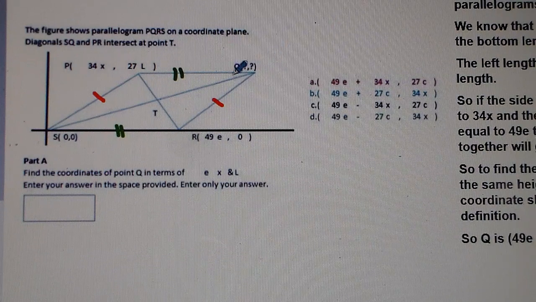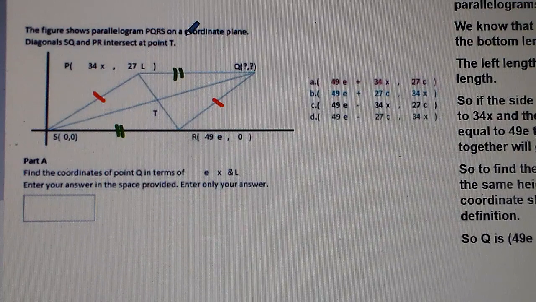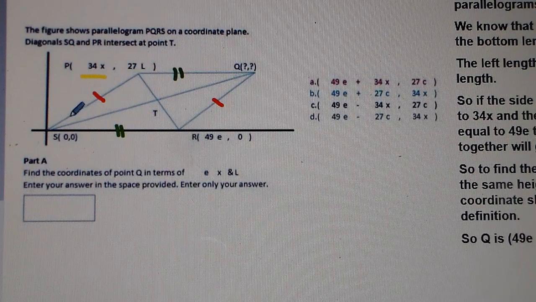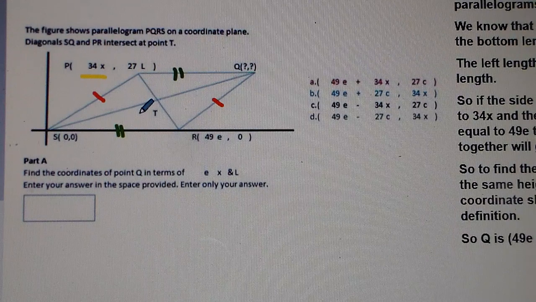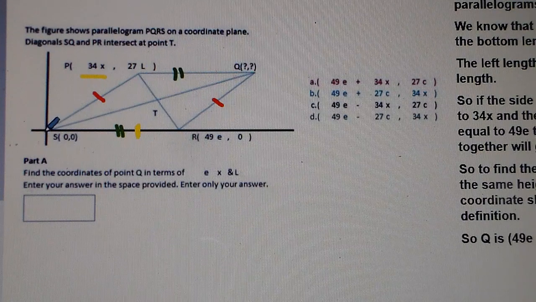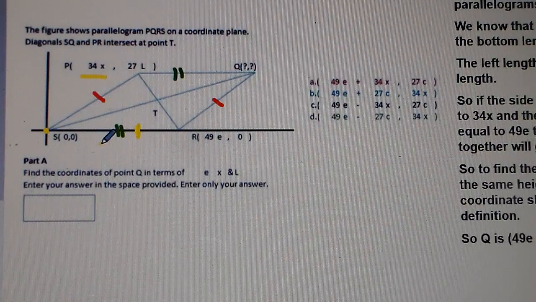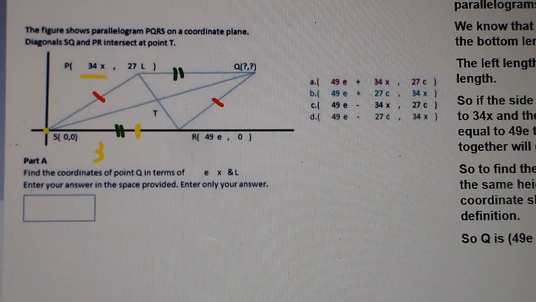Now, what's a little bit tricky is knowing that this 34x is the x length. That's how far right this coordinate is, how far right the coordinate is on the x-axis, going from the origin to the point on the x-axis. So I put a little yellow line there to represent that from here to there is 34x.